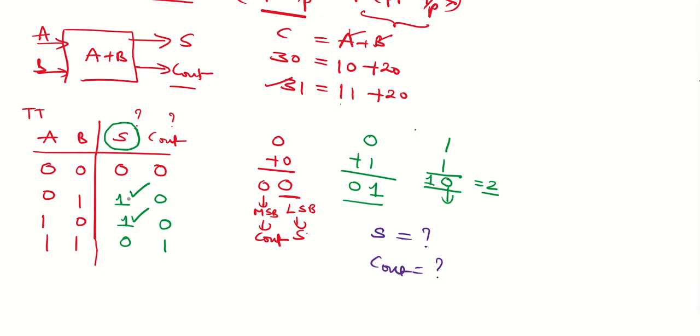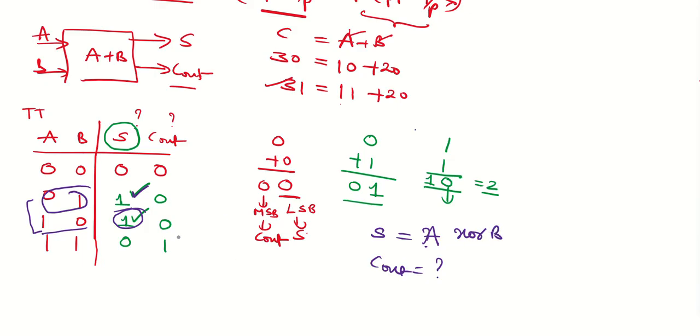Let's see, if the output is 1, it means the inputs are different. Again, when sum is 1, it means inputs are different. This is already achieved in the digital logic gates. So it means it is XORing. That's why A XOR B is the output of S. So this S is nothing but A XOR B.